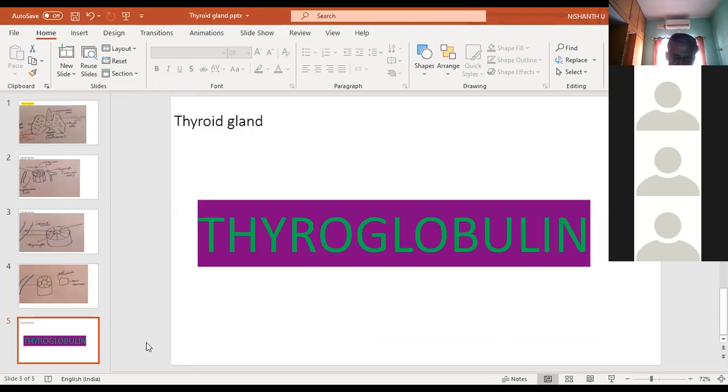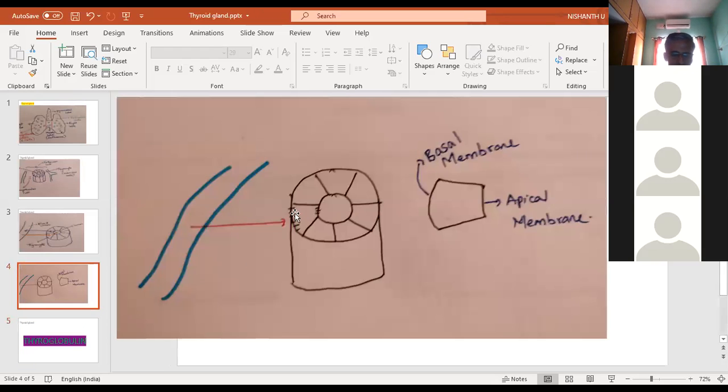The amino acid tyrosine, which is an aromatic amino acid, will start to move from the blood vessel into the which one? Follicular cells or thyrocytes, not follicular cells, thyrocyte. This is the whole follicular cell. This is the thyrocyte. It enters into the thyrocyte, and then the tyrosine will be joined with the other amino acid. The rough endoplasmic reticulum of the thyrocyte will start to synthesize the protein, and then that protein will be delivered to Golgi bodies.